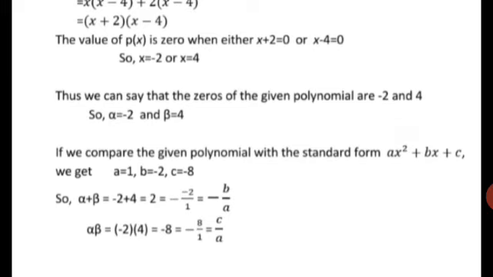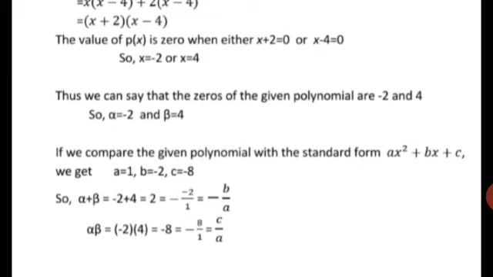Now, look at the numerator part of alpha plus beta, that is minus of -2, minus of b. So the numerator becomes minus b. I have just substituted it as minus b upon a, and this proves the first relationship, that is alpha plus beta equal to minus b upon a.